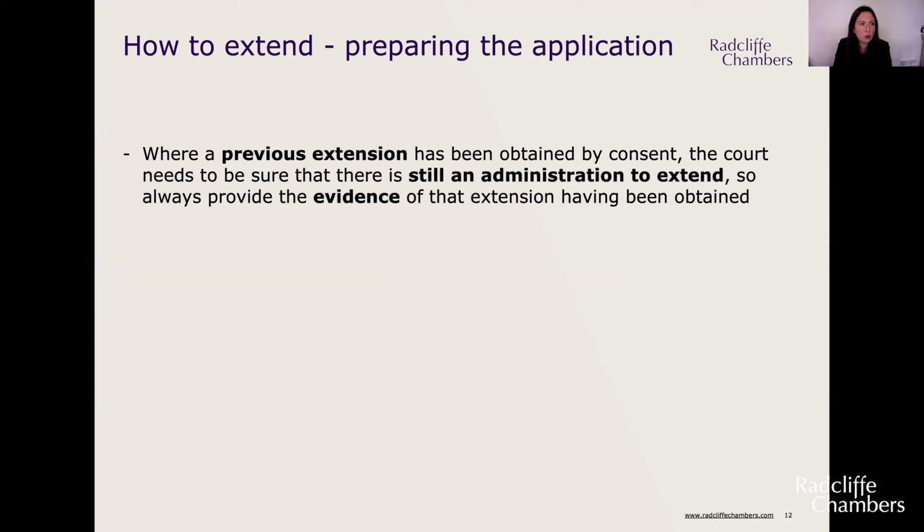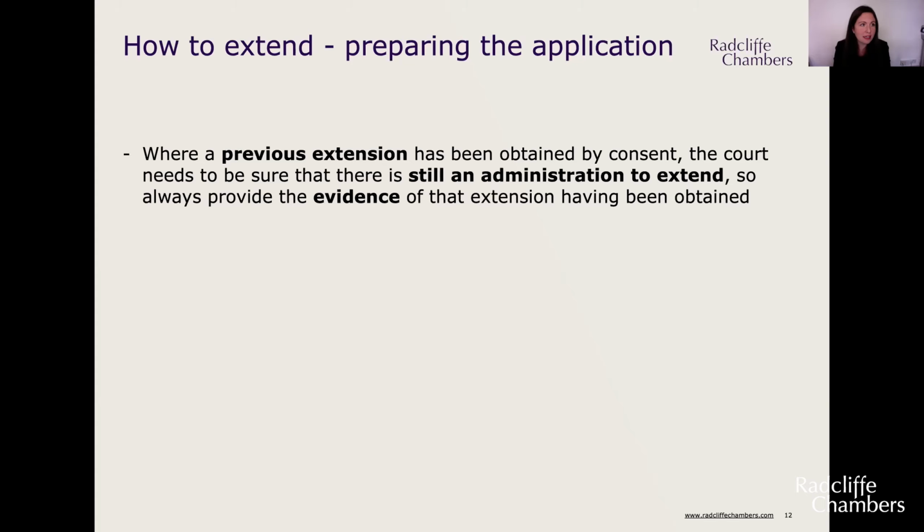The thing judges always say is that they need to be sure that there is still an administration to extend. So if on the face of it, someone was appointed on the 1st of January 2019, and you've put in an application in January 2021, saying that you need an extension, the court needs to know that you did obtain an extension or consent to an extension from the creditors.